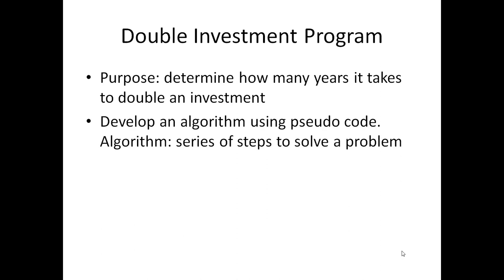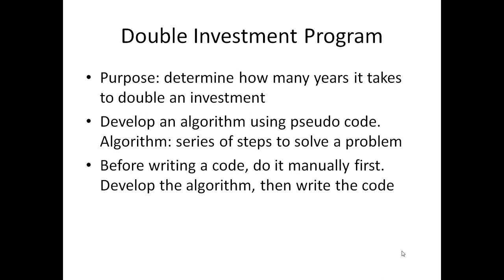So what we want to do is develop an algorithm using pseudocode. An algorithm is a series of steps to solve a problem. So if you were to write down the directions to making a cake, those steps would be considered the algorithm. And pseudocode we're familiar with, using words and terms that aren't necessarily code.